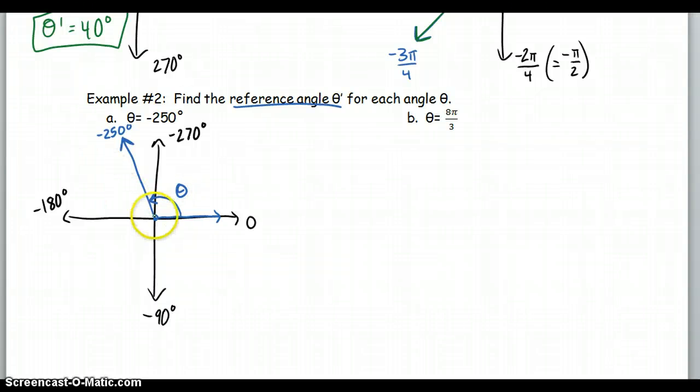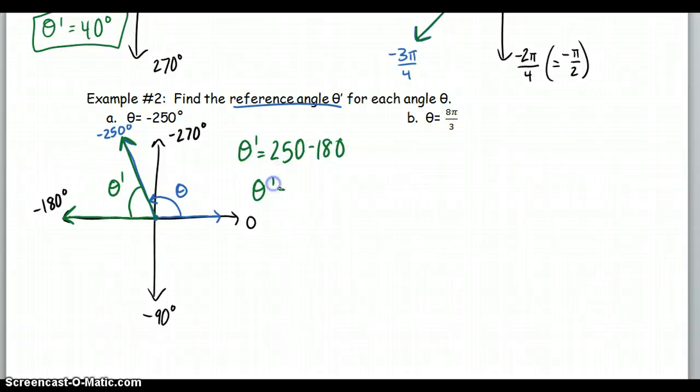So to find my reference angle, I want to look at the terminal side and the acute angle it forms with the x-axis. So theta prime is going to be right here. Well, if this angle is 250 and this angle is 180, I need to find the difference between those. So in order to find my theta prime, I'm going to do 250 minus 180. And that's going to give me a reference angle here of 70 degrees.